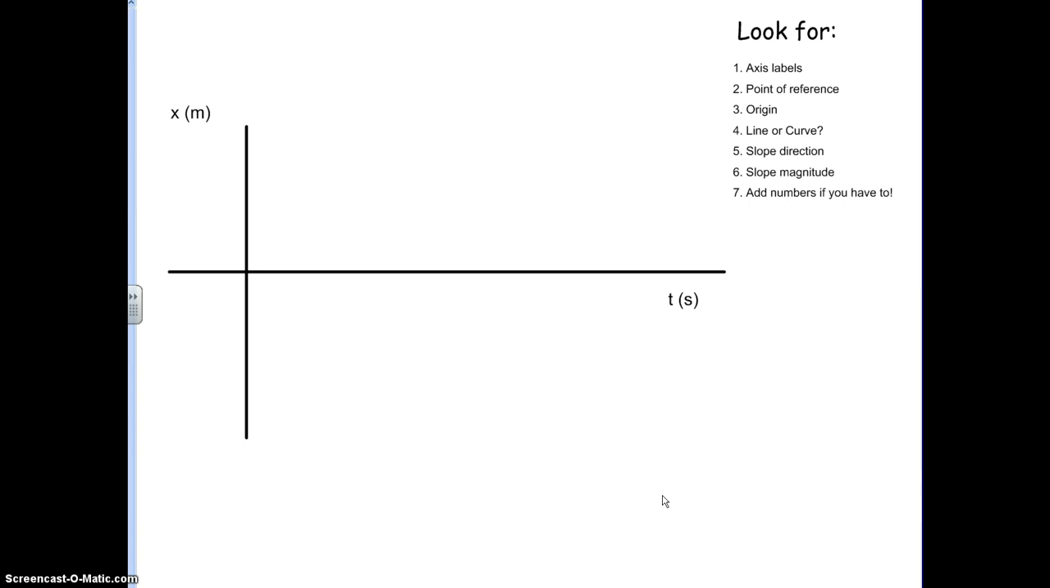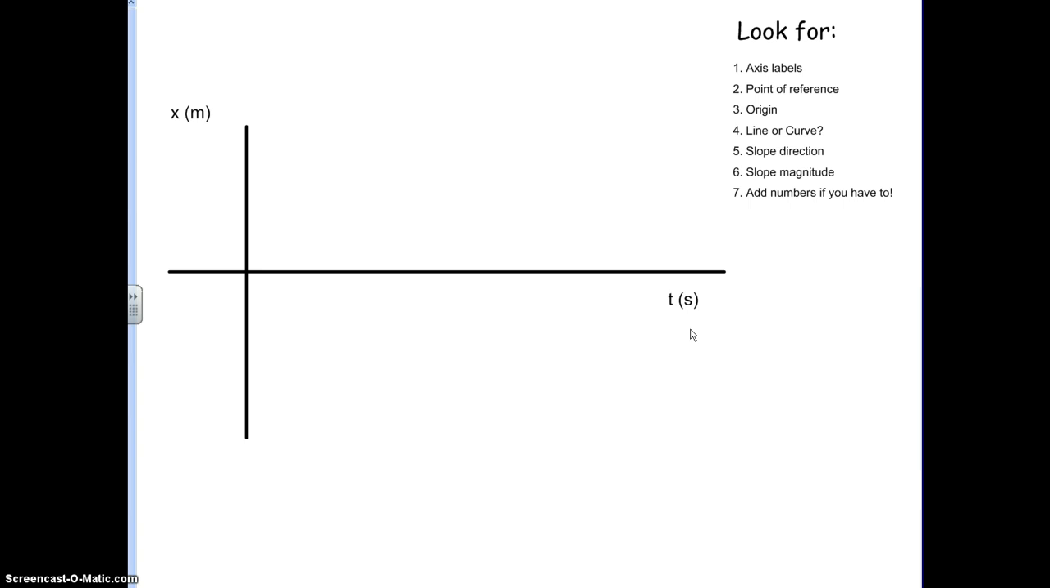The first thing that you should really look for is what the label on the graph is. The fact that this is an XT graph means that we have an object that's moving left and right, and we're measuring that in meters and seconds. A lot of people skip that step, and then everything else they interpret about the graph from that point on is wrong.